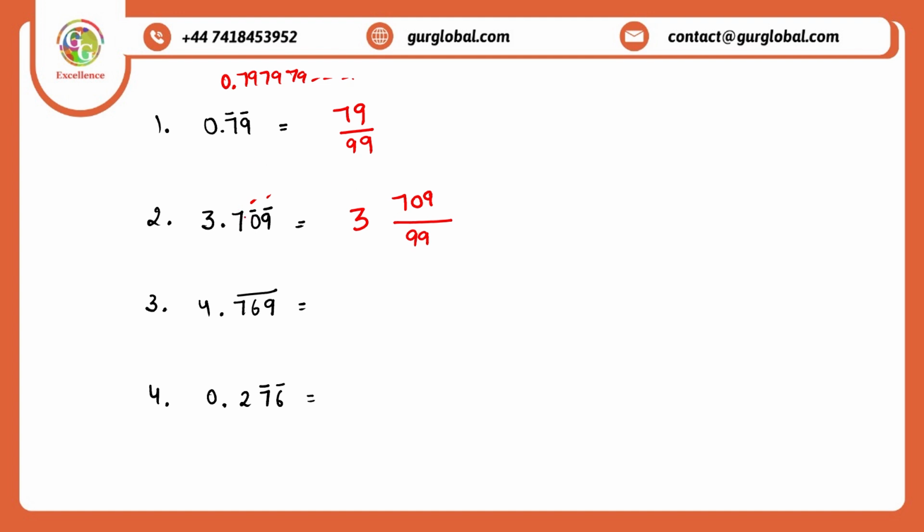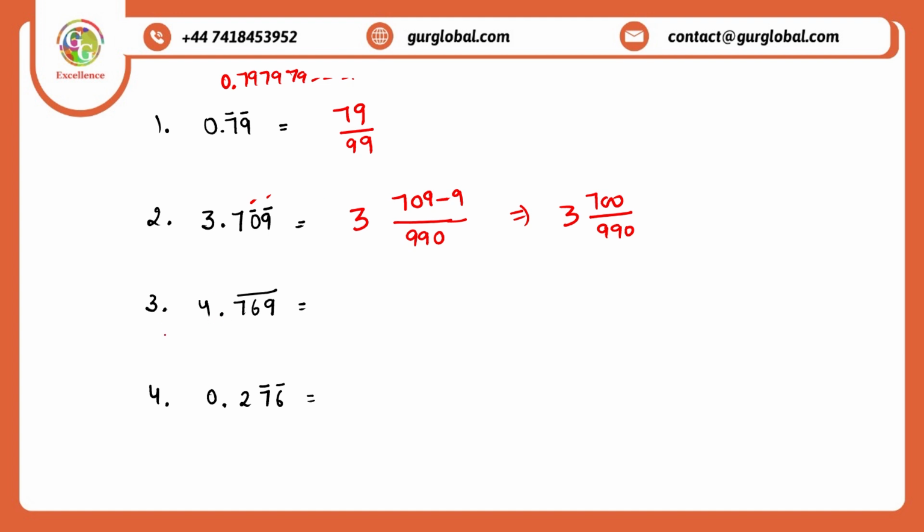Now check which digit is not recurring in the decimal part, that is 7. So we'll subtract 7 from that, which is 709, and then we'll put 10 along with double 9. So we will be getting the answer as 3 whole 700 over 990, and you can further reduce it.